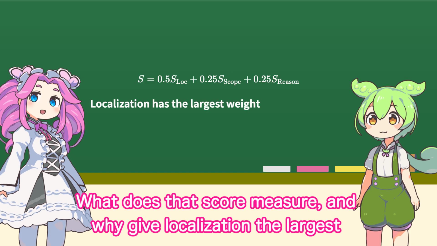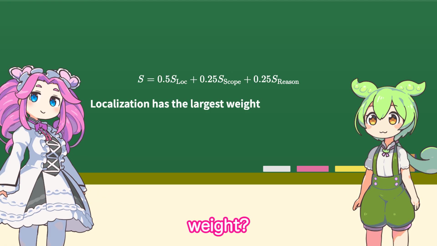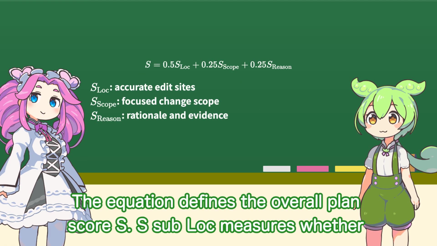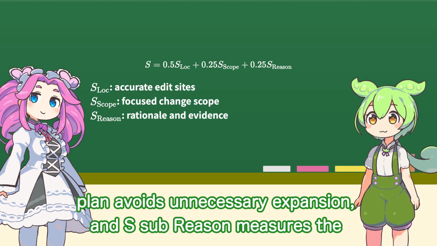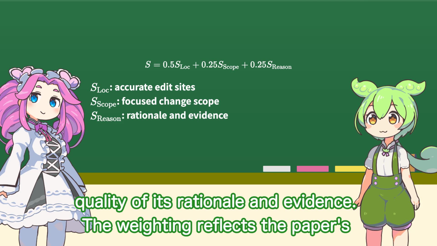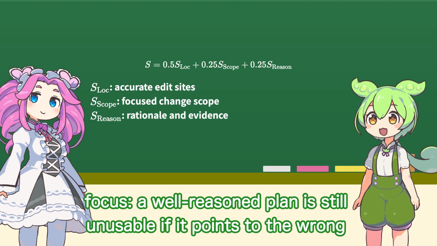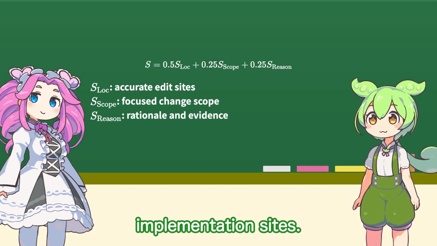What does that score measure, and why give localization the largest weight? The equation defines the overall plan score S. S_loc measures whether the proposed edit sites are accurate. S_scope measures whether the plan avoids unnecessary expansion. And S_reason measures the quality of its rationale and evidence. The weighting reflects the paper's focus. A well-reasoned plan is still unusable if it points to the wrong implementation sites.